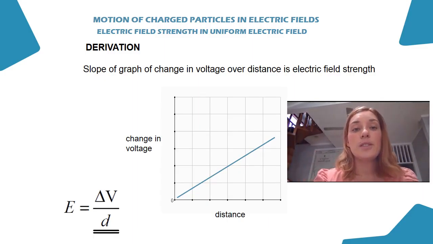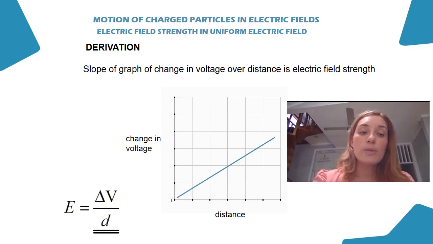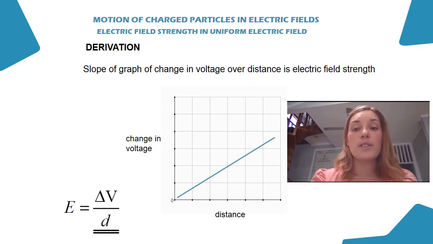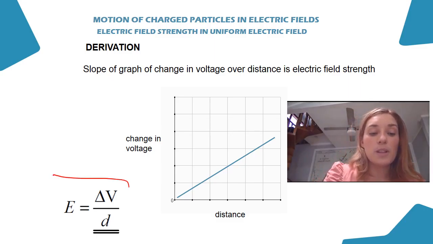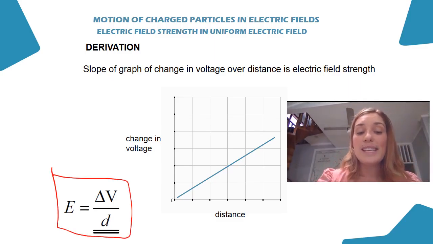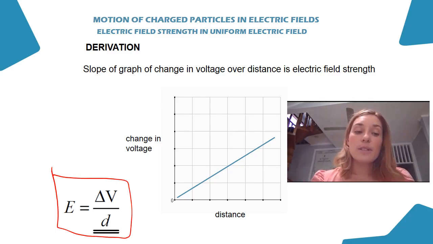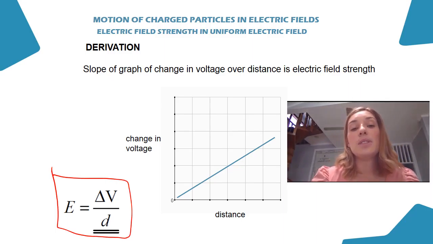So it's really handy to know what this would look like if we were actually reading it from a graph. So the slope of a graph of change in voltage over the distance actually gives us the electric field strength. So from our new formula, E is equal to delta V on D, if we actually have a graph of delta V on D, then that would give us the field strength vector.